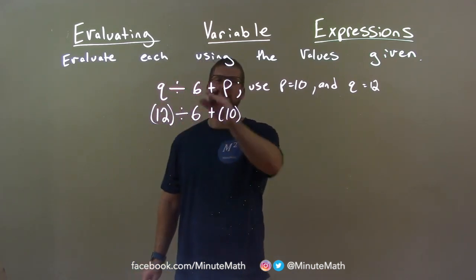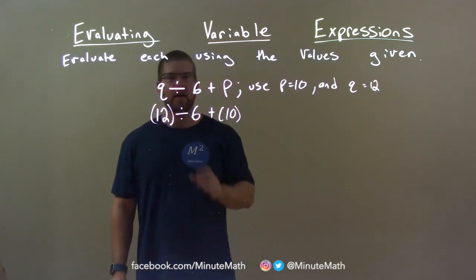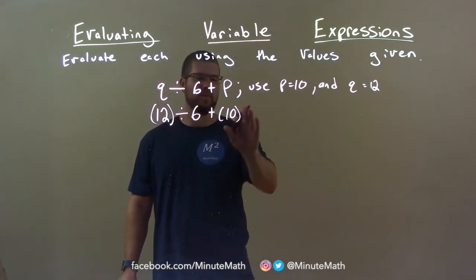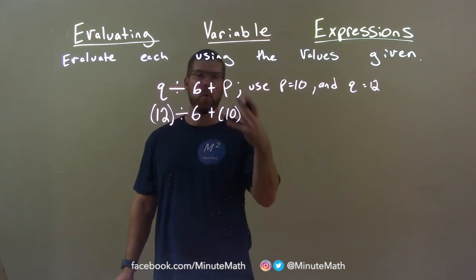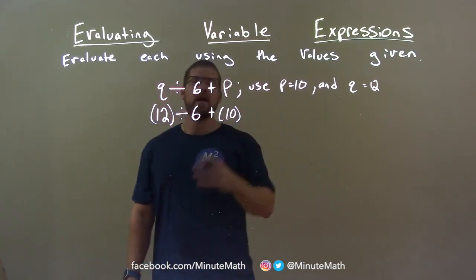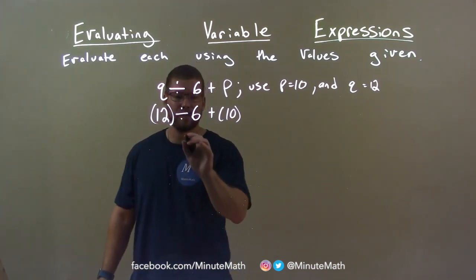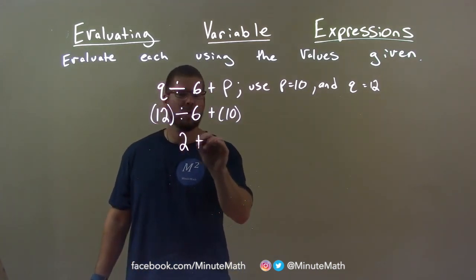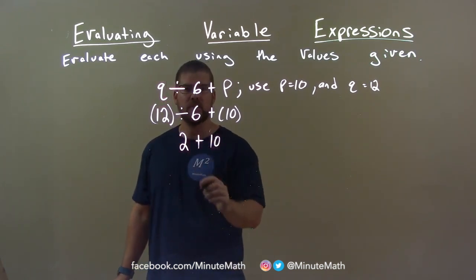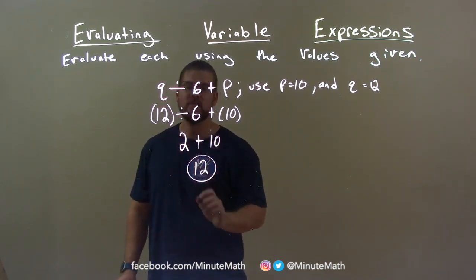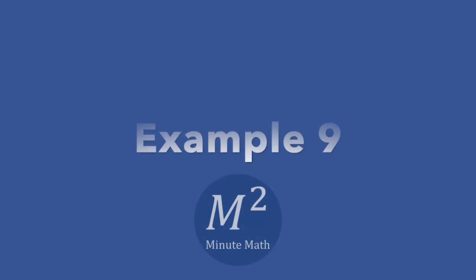Now, parentheses helps when you substitute them in. I like to show which ones I substitute and put them in parentheses. It helps organize it. Okay? So now it's a simplification with the order of operations. 12 divided by 6 comes first, and that's a 2. Plus the 10 comes down. 2 plus 10 is 12. So final answer here is just 12.